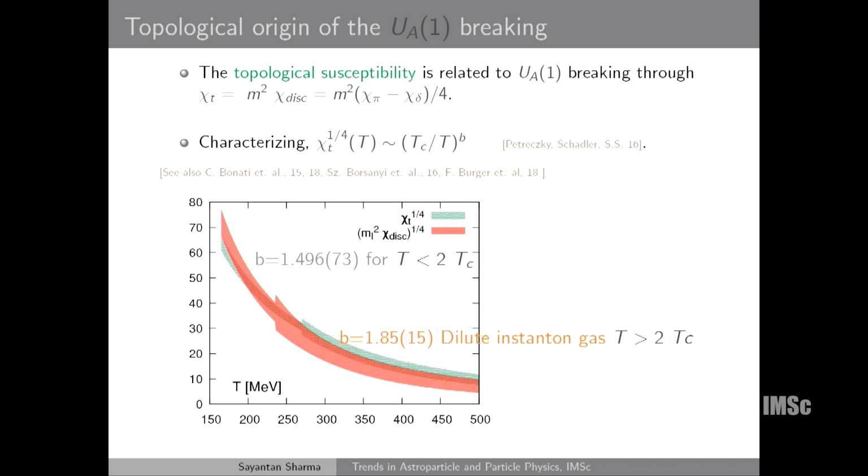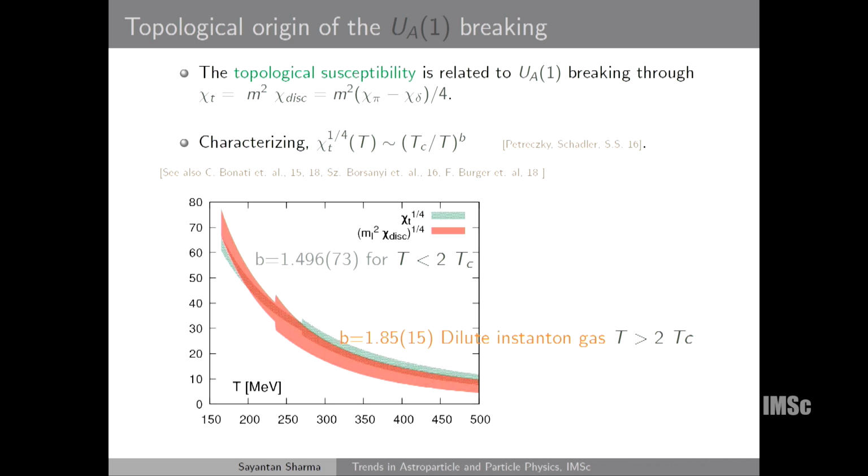This topological susceptibility is given by the green band. The band represents the error when we take the continuum extrapolation. And this red is the disconnected part of the chiral susceptibility multiplied by the light quark mass squared, and all of them are taken to be the 1/4 power. This is studied as a function of temperature, and these temperatures, you can note, are in the chiral symmetry restored phase, and we see that these agree very well with each other.